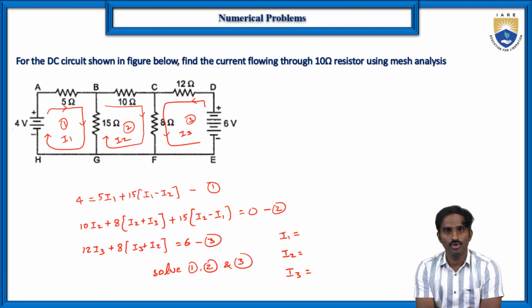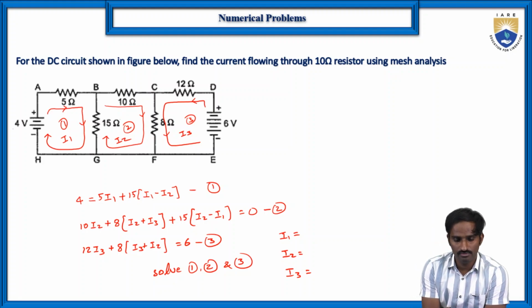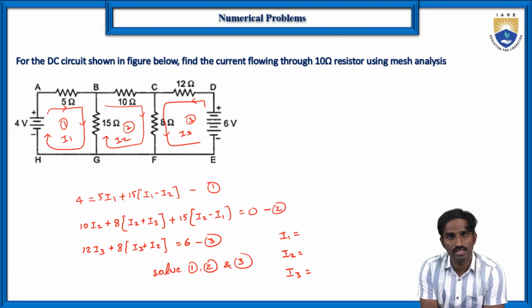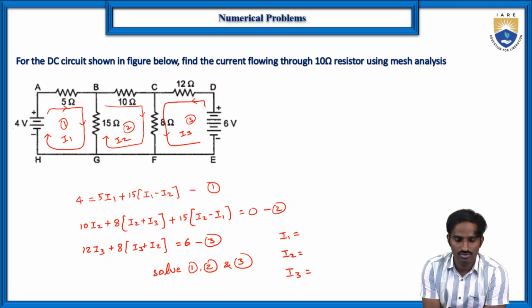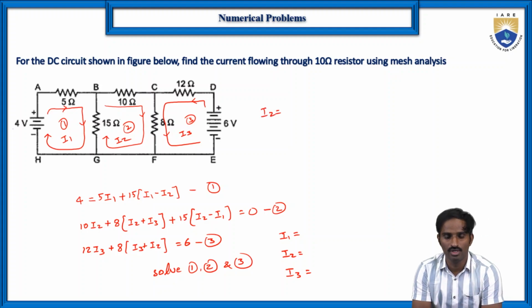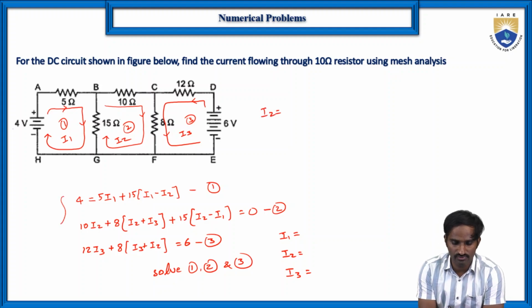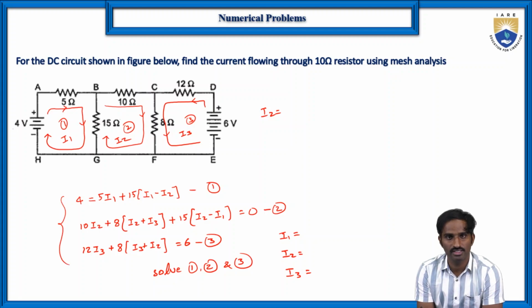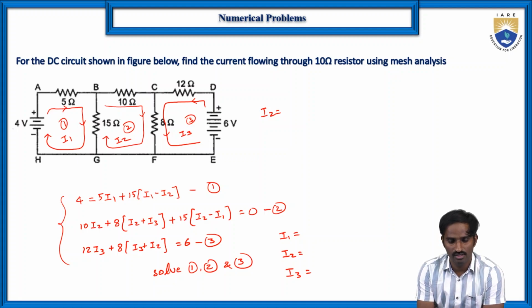But according to the given problem, what we need to find? We need to find the current flowing through the 10 ohms resistor. So what is the current flowing through the 10 ohms resistor here? Actually I2. So we need to find I2. Then by solving these 3 equations, we can find I1, I2, I3 values. Okay. So either you can use the Cramer's rule, or simply you can use the calculator. By using a calculator also, we can find these I1, I2, I3 values by using these 3 equations.